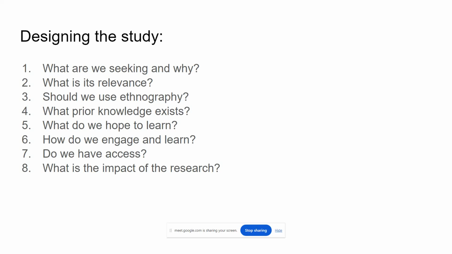And finally, what do we hope to learn? Because doing the whole research is again a very time consuming concept, a very effort taking concept. So you would really try to understand what objectives you have in mind before you go to the field, because you have to be very clear of what you really want to observe, what you really want to understand. And then we think about how do we engage and learn.